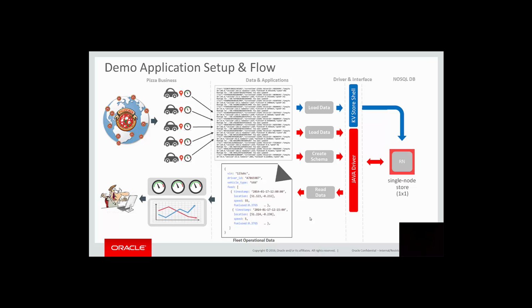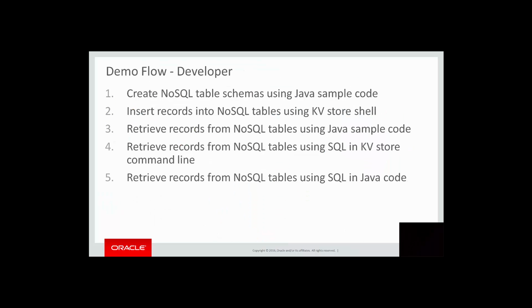So here is the demo application setup and flow. We talk about the feed coming in from here. The format is going to be like these, a whole bunch of JSON records. And there'll be a process for loading the data into the store. And I'm going to show two ways of loading the data. Then there is a process of creating schemas before you load the data, actually, and then reading the data, and then presenting it in the dashboard. Let me start setting up the demo.